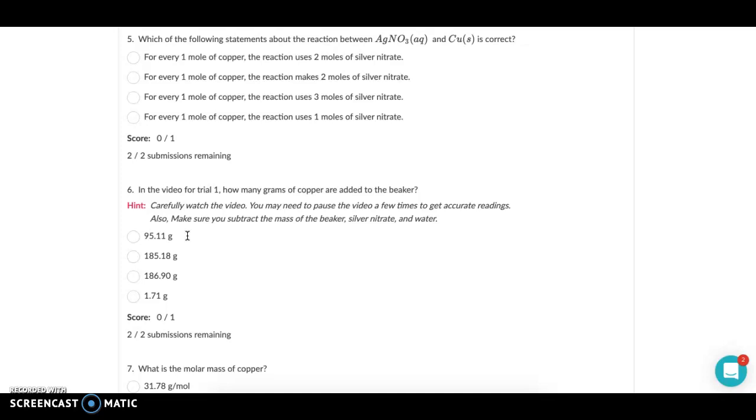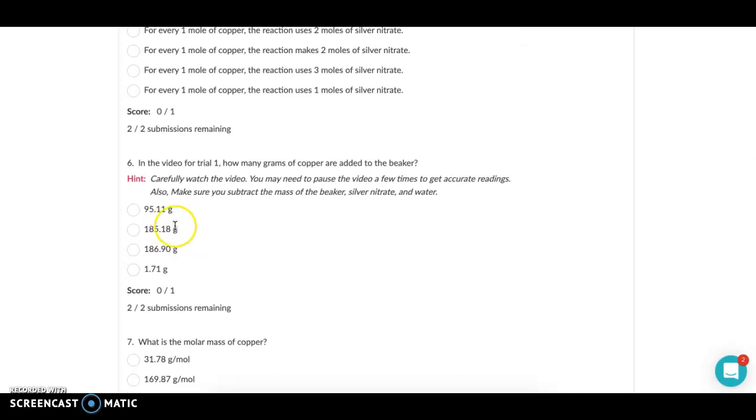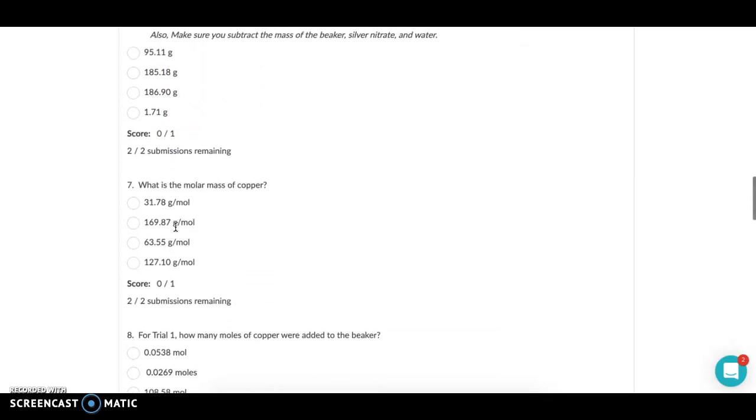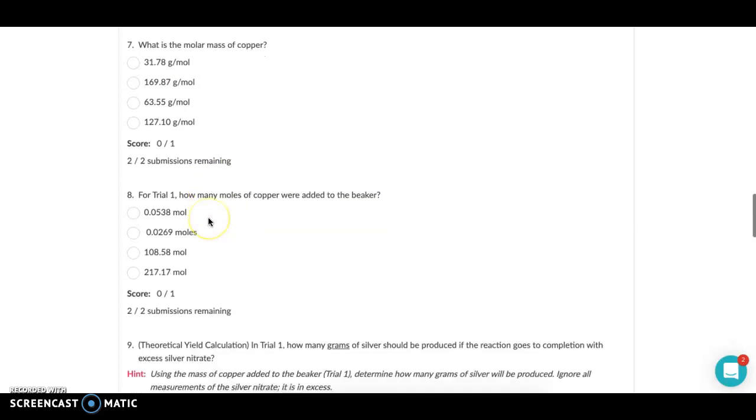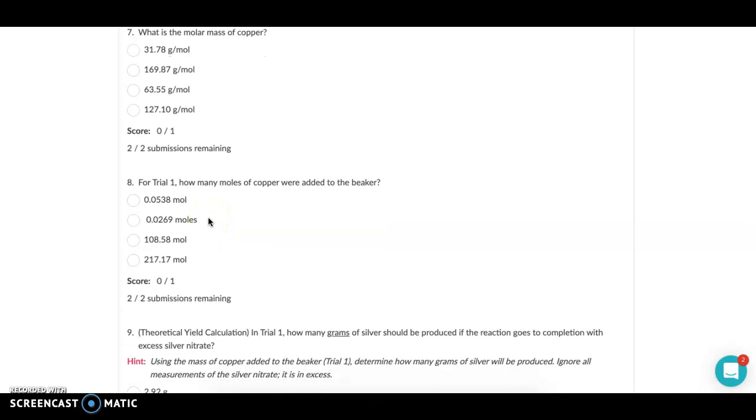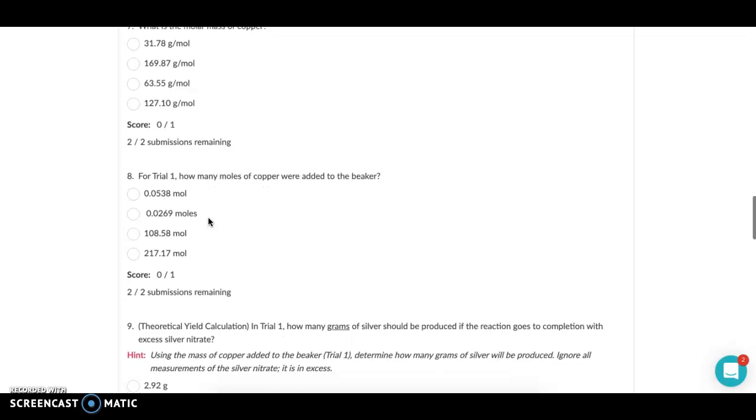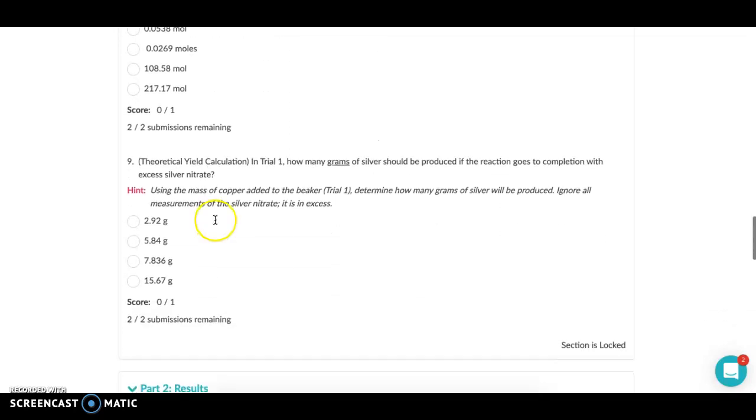Watch the video before they add the copper, watch it right after they add the copper to figure out how much copper they add. Once you figure out how much copper is added, what's the molar mass of copper, and use those two values to solve for the amount of moles of copper that are added to the beaker. Once you know how many moles of copper were in the beaker, you can then calculate the theoretical yield, which is how many grams of silver you should get out.